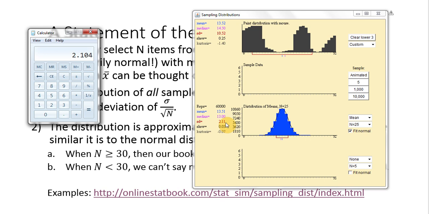All right, so I hope this was helpful, and I strongly encourage you to get online and try out this applet, see if you can make good sense of it. Excellent, thank you.